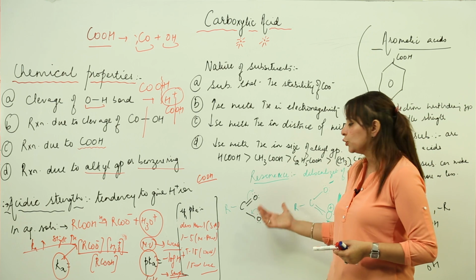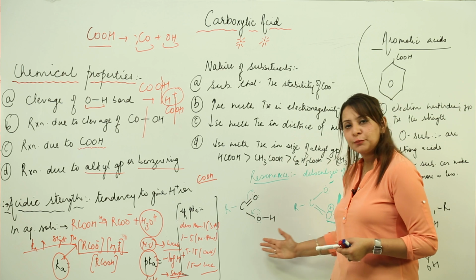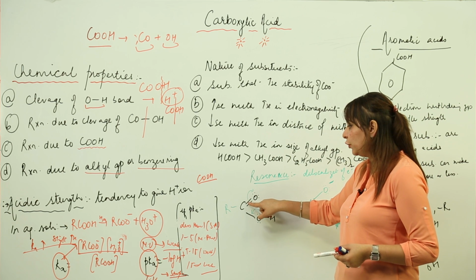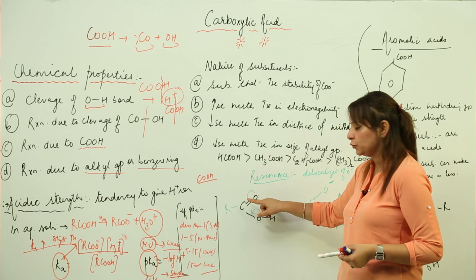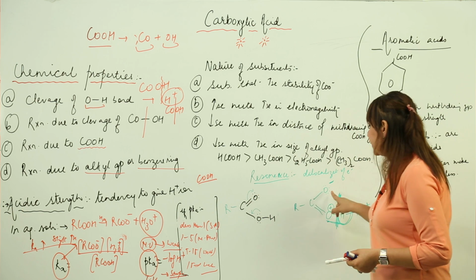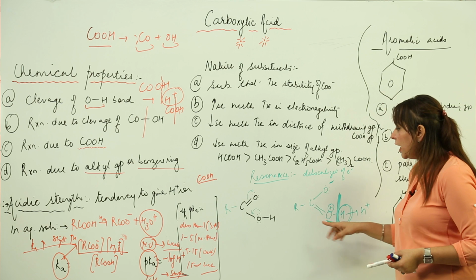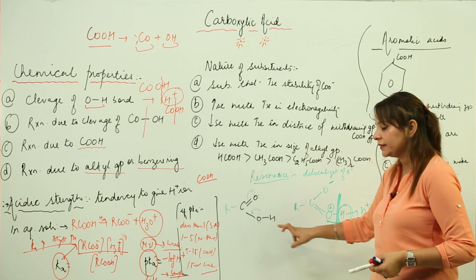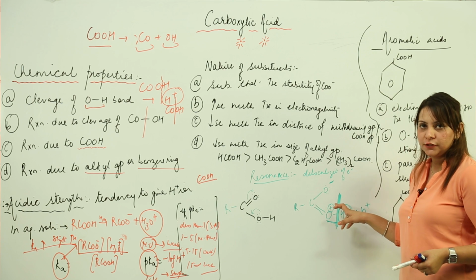So if somebody asks you to comment on the acidic nature of carboxylic acid, you show that it possesses a structure like this. One bond out of the double bond gets shifted here, as a result it gets a partial negative charge, and the electron pair from here shifts to this side, and as a result it acquires a positive charge.